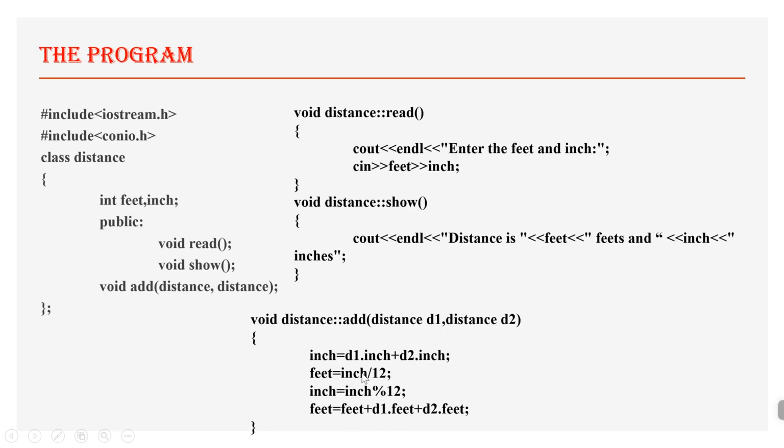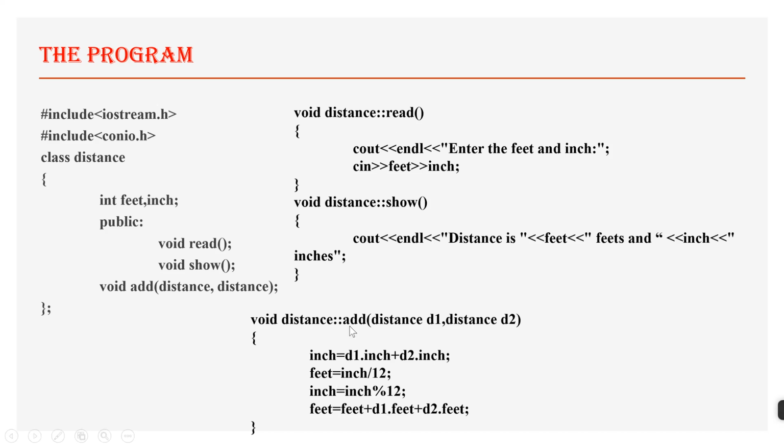So this I'm getting through this function. Let me repeat it once again. I am taking d1 and d2 as two objects. I'm reading the values through these two parameters. Then I'm adding the first object's inch with the second object's inch, and converting that inch into feet. Suppose inch is 3 and inch is 2, 3 plus 2 becomes 5. So 5 divided by 12 becomes 0, so feet is equal to 0 plus the feet of the two distances. So it doesn't have any changes.